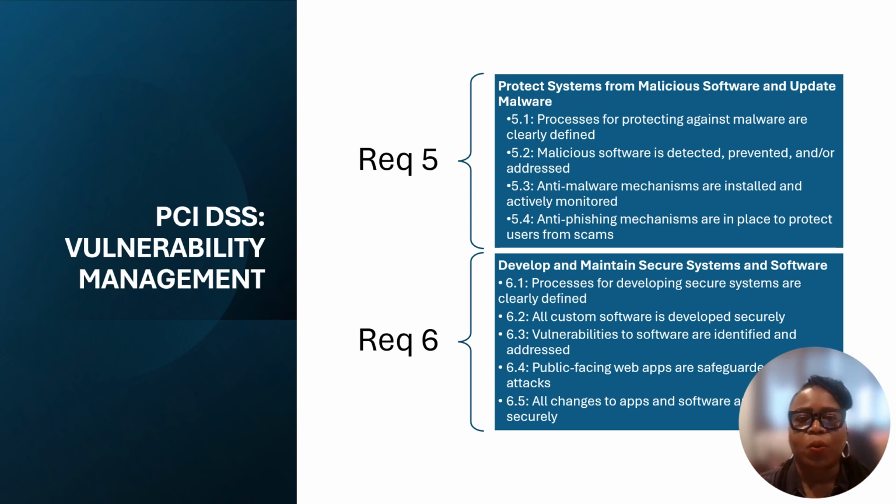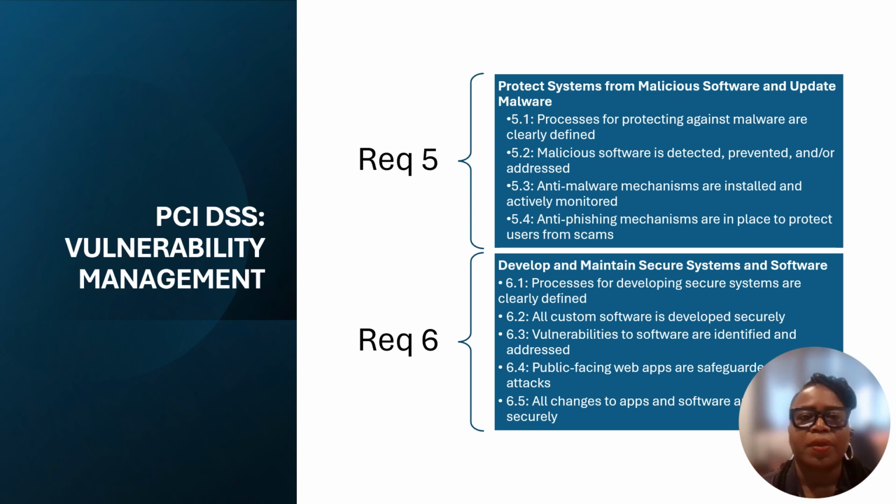There are anti-malware mechanisms in place, and those mechanisms are actively monitored, and there are anti-phishing mechanisms in place, protecting the users against email scams that include some component of malware. Requirement 6 focuses on developing and maintaining secure systems and software.